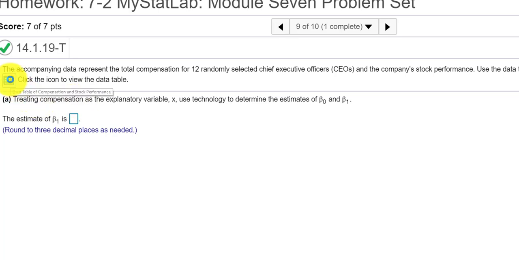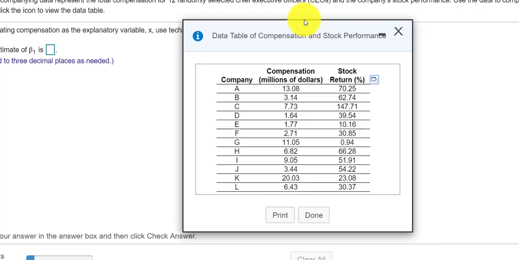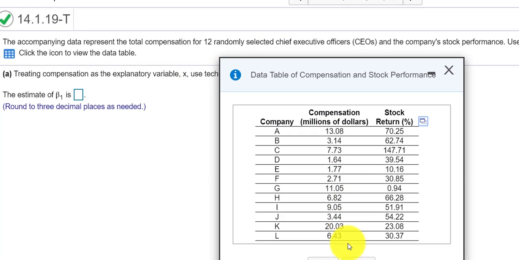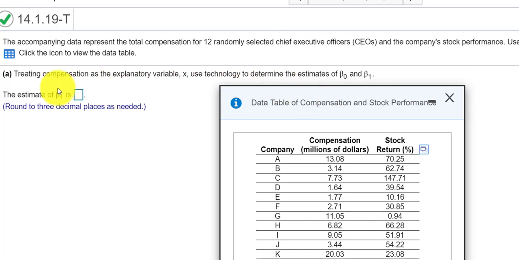All right, so I click the table, and this is the amount of money the CEO made, right? For company A, the CEO made $13 million. The CEO of company B made $3 million and change. And it shows you how the stock performed, right? So maybe company B is IBM or Apple, and the CEO is paid $3 million, and the stock return is 62%. Company G looks like the CEO made $11 million, and the stock return was less than 1%. All right, so let's take a look at this data and answer some questions, okay?